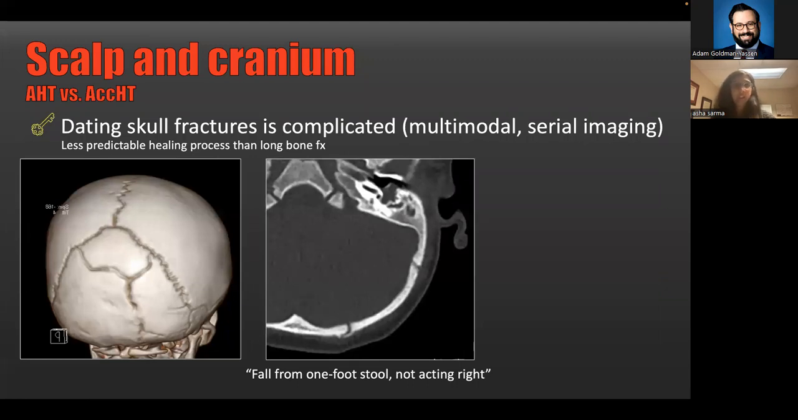Dating skull fractures is not something that we should be doing routinely. It's complicated. It can require multimodal and serial imaging, which is only performed in selected cases. It's a less predictable healing process than long bone fracture.